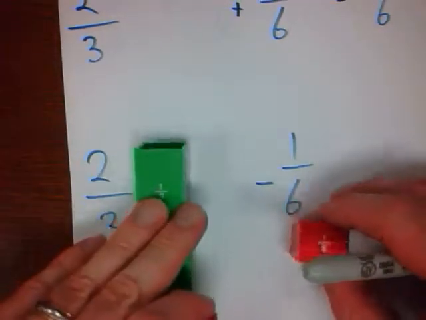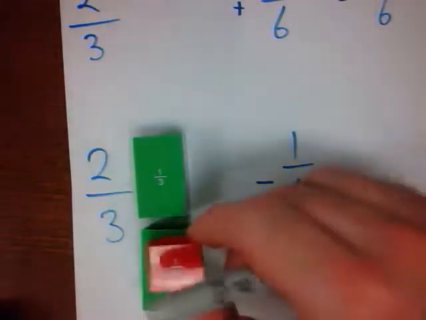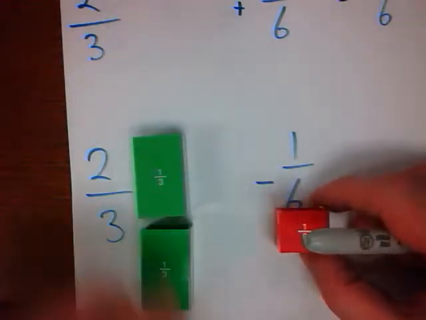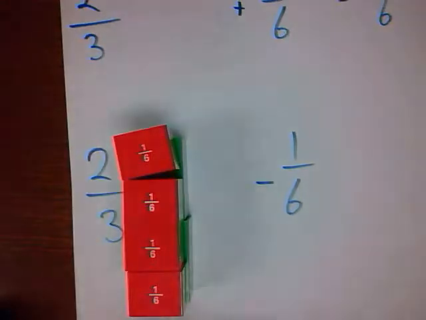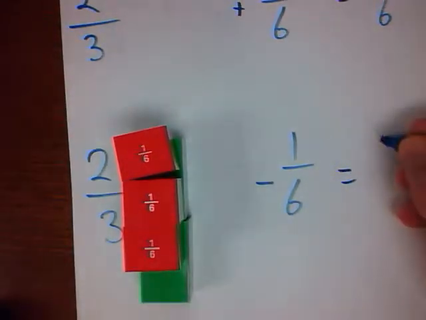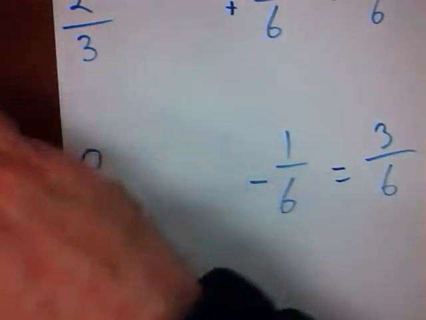Now let's look at this question. Again, I have 2/3 and I want to subtract 1/6. I can't take that out. There's not enough room for me to take it out. But if I go like this, I can take that out, and I can see that my answer is 3/6, which, by the way, isn't in lowest terms. We'll come back to that in a moment. What did I just do?